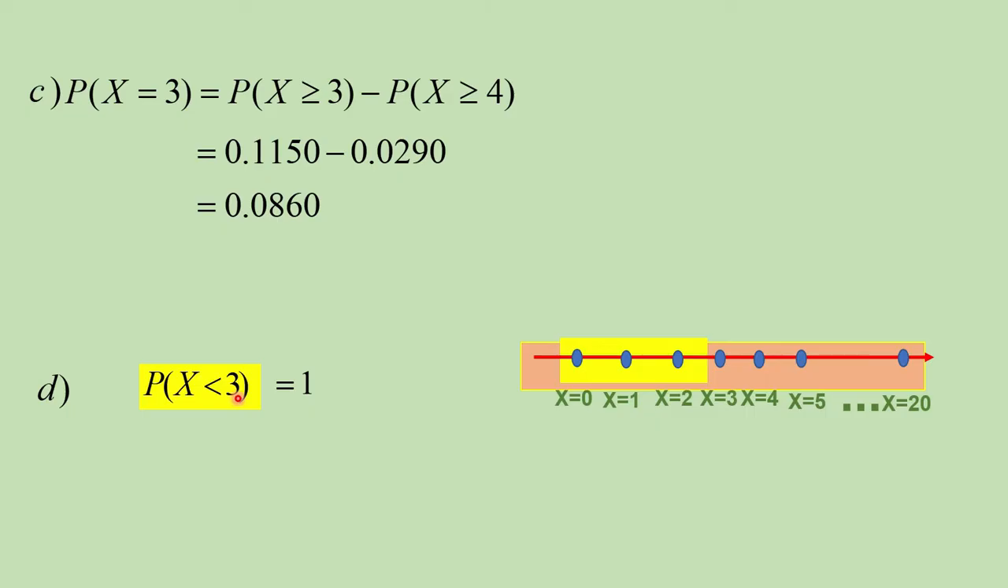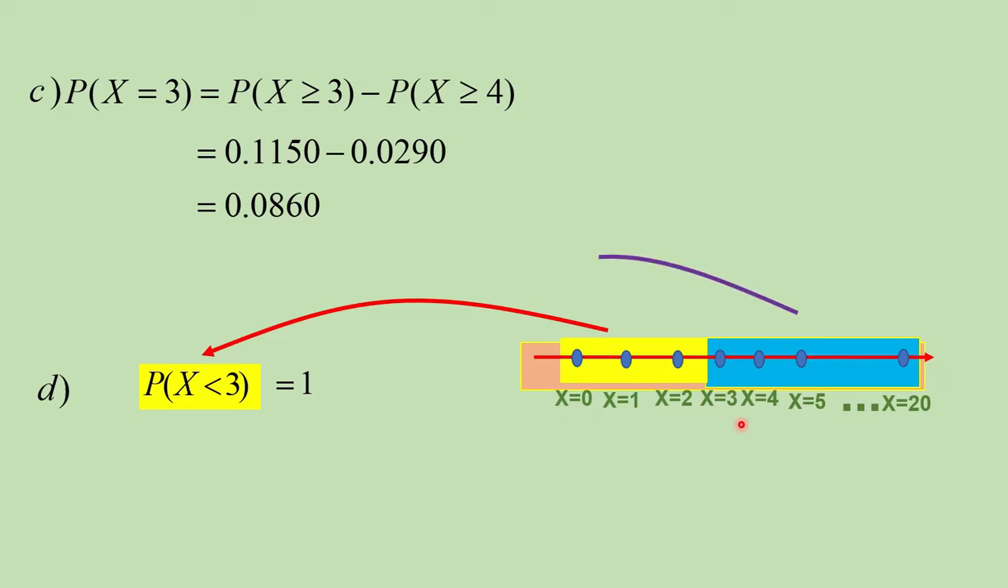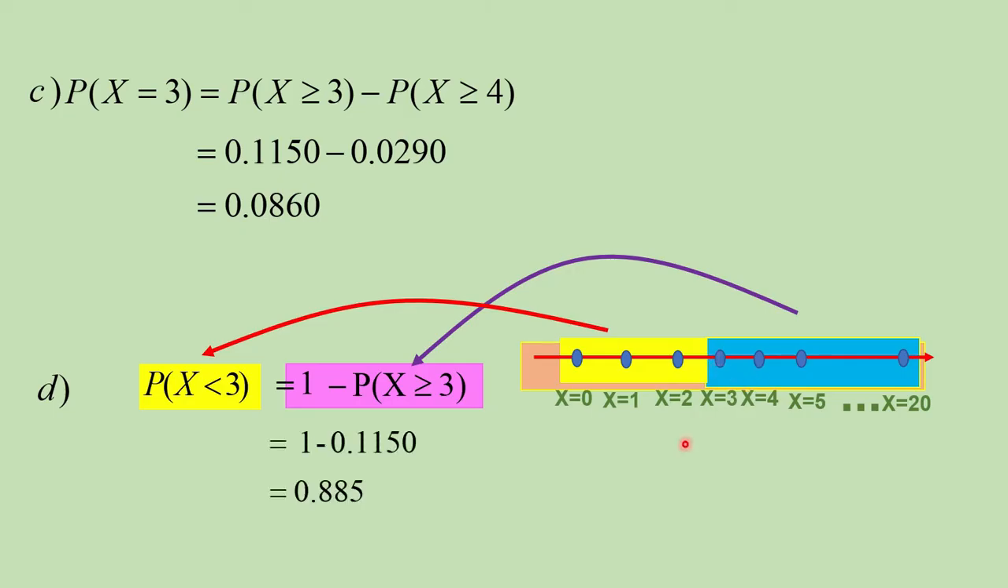So to get the value, you need to minus the probability x more than or equal 3, that is the blue rectangle here. So the formula is probability x less than 3 is equal to the total of all the probability, which is 1, minus probability x more than or equal 3. That is the blue rectangle here. So by using the table, you will have 1 minus 0.1150, that is 0.885.